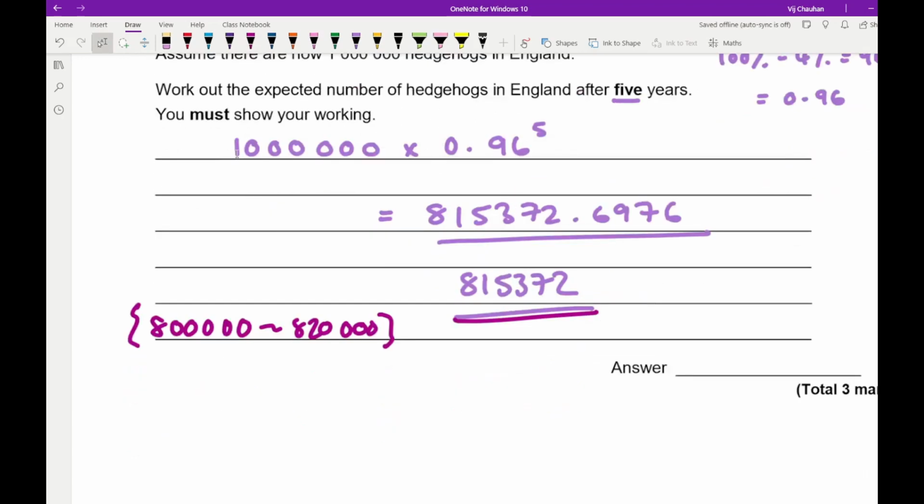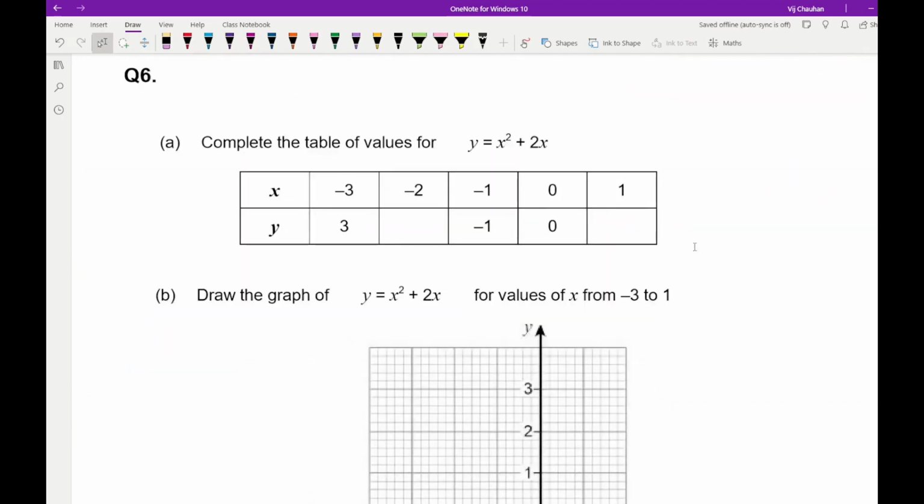Moving on to question 6, it says complete the table of values for y equals x squared plus 2x. Now again, I would probably say this is going to be on a non-calculator paper, so all we need to do is substitute the x values into the equation to find the respective y ordinates. So here we've got y equals (-2) squared plus 2 times -2. Now (-2) squared gives me +4, because the negative times the negative gives me a positive number. And I've got 2 times -2, which is going to give me -4, and that's going to equal 0.